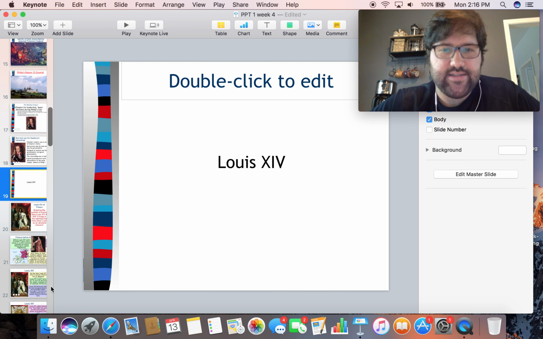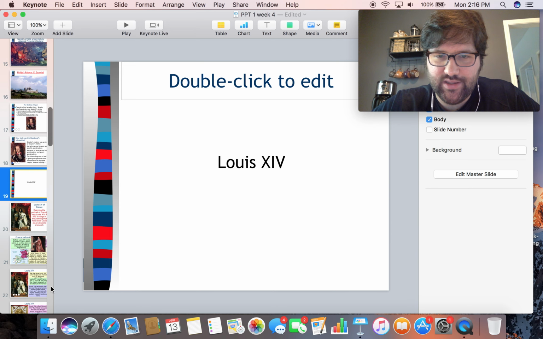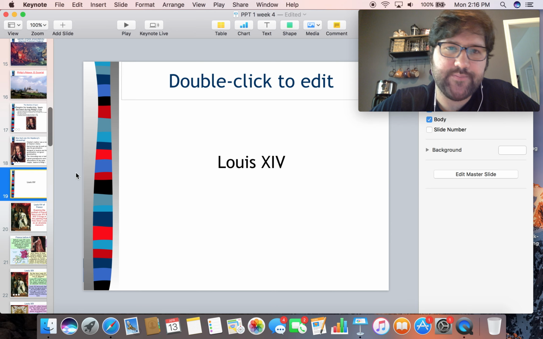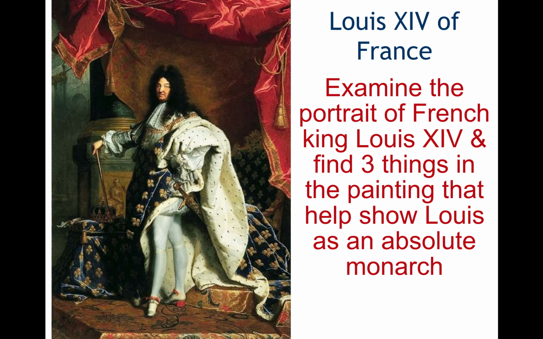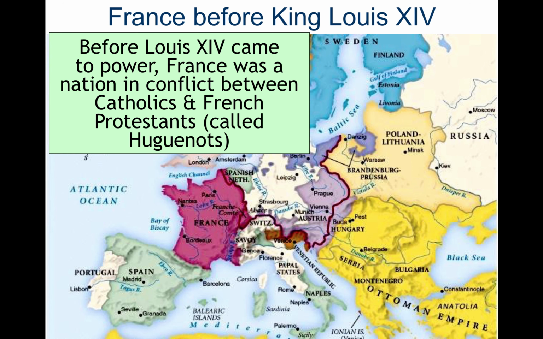All right. Now looking next at Louis the 14th, right? 14th: you got 10, and then one less than 5 with the Roman numerals there. So Louis XIV of France, you see him pictured here. He is like the ultimate example of an absolute monarch. So it says France before Louis XIV. Before Louis XIV came to power, France was a nation in conflict between Catholics and French Protestants called Huguenots.